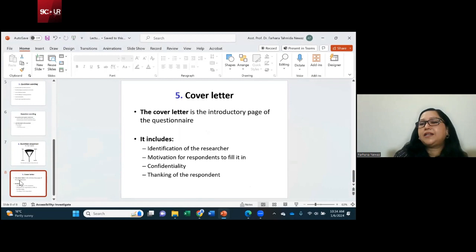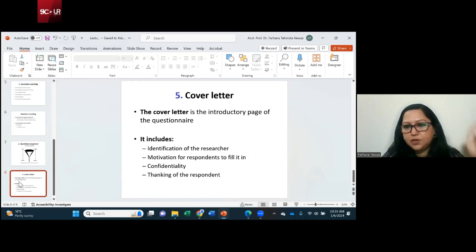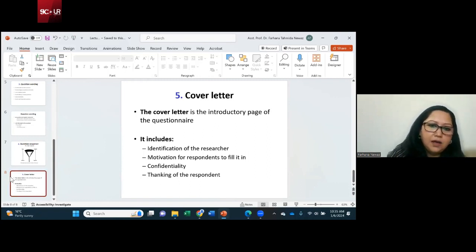If it's a hard copy, you need to attach it at the top of the questionnaire. Otherwise, if you go for an online survey, the first page should be your cover letter, and then you can go on to give your questionnaire.